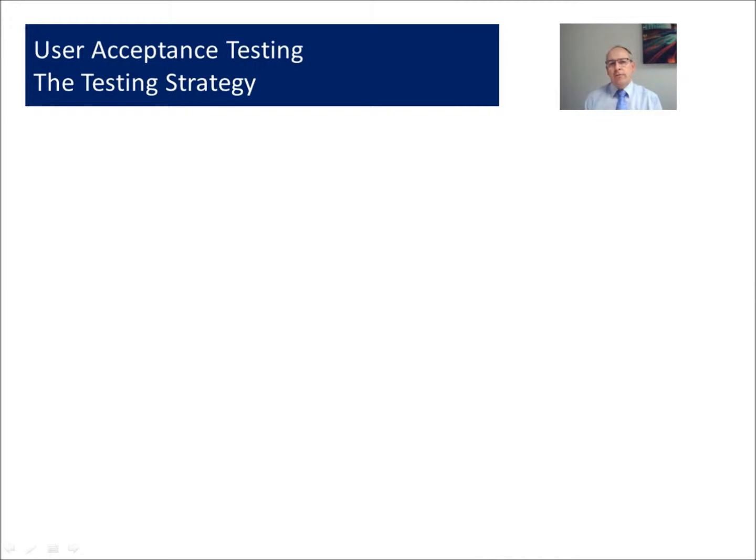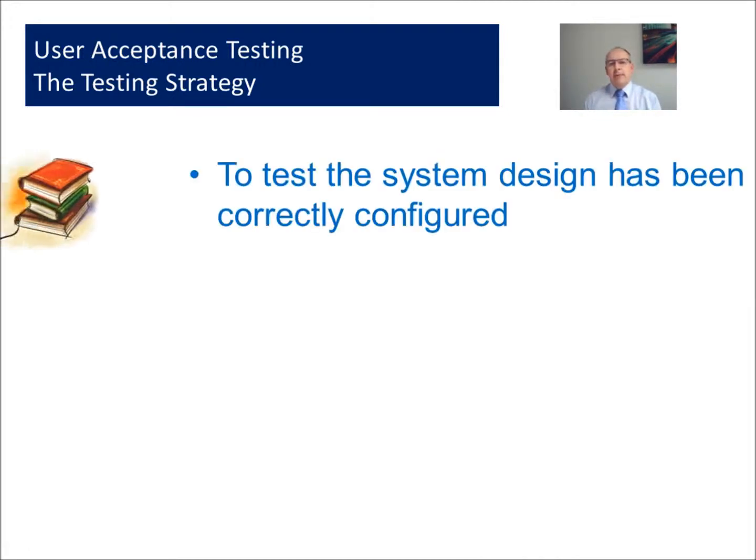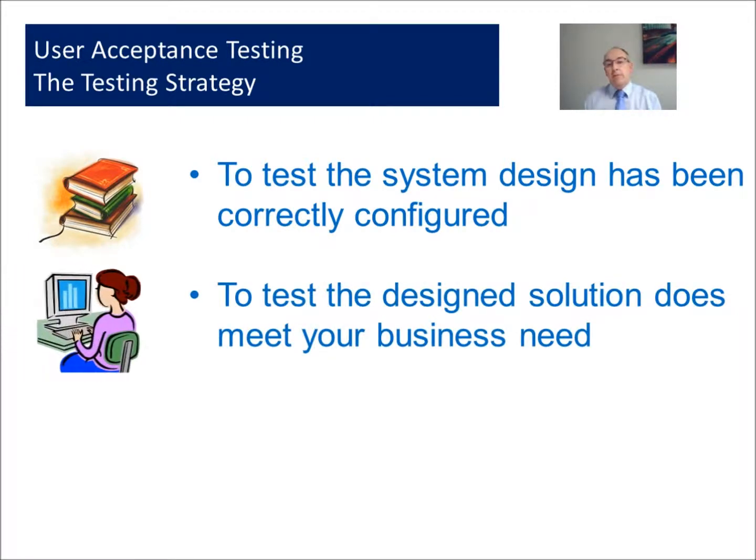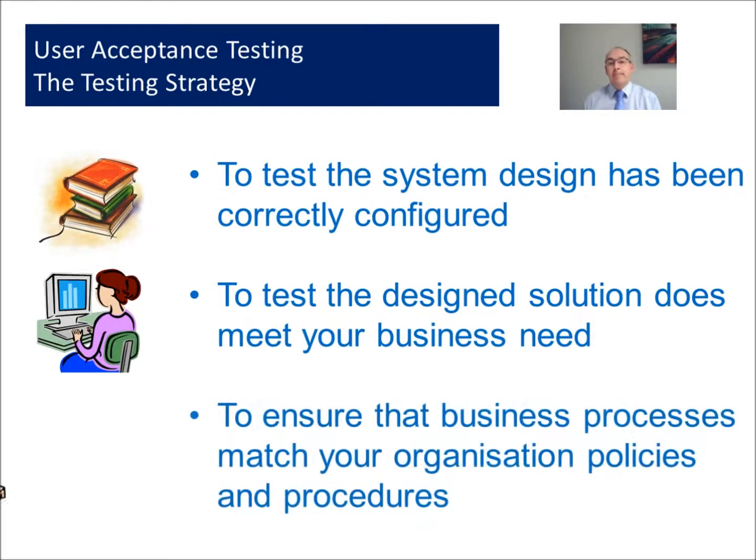For out-of-the-box configured software implementations, we'll have a look at the test strategy. The first one is to make sure that the design we did early on in the implementation has been configured correctly in the system. The second one is to make sure that that business need is actually met by the design. It might be that we thought one thing and when we came to implement it we realized that the design needs amending. And the third one is to identify that the business processes match the organization policies and procedures.